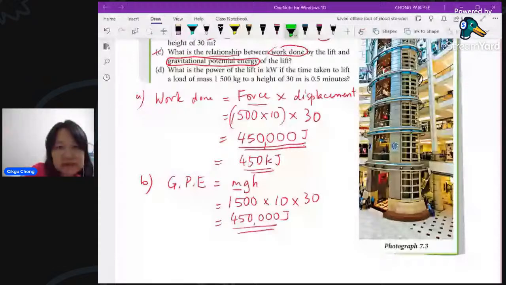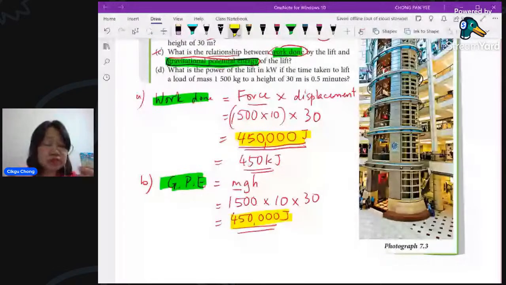So what is the relationship between these two? They're actually the same. The work done by your lift to lift the thing up is the same as the stored energy inside the lift now. Once you bring the thing up, the energy will be stored inside there. So it's actually the same. Yeah, okay, Stella, you're right. So the work done, you find the answer is the same. 450,000 is also the same as this one.